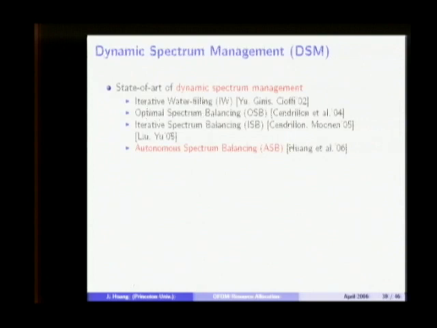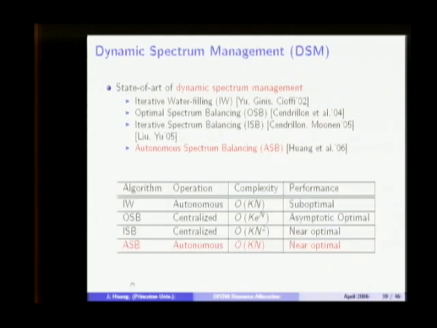So as we said, we want to do something called dynamic spectrum management. And here is a partial list of the state-of-the-art DSM algorithms. One of the first and most well-known is iterative water filling, proposed in 2002, which is a distributed algorithm. Later, people proposed centralized algorithms called optimal spectrum balancing, OSB, and iterative spectrum balancing, ISB. And what we propose is called autonomous spectrum balancing, ASB.